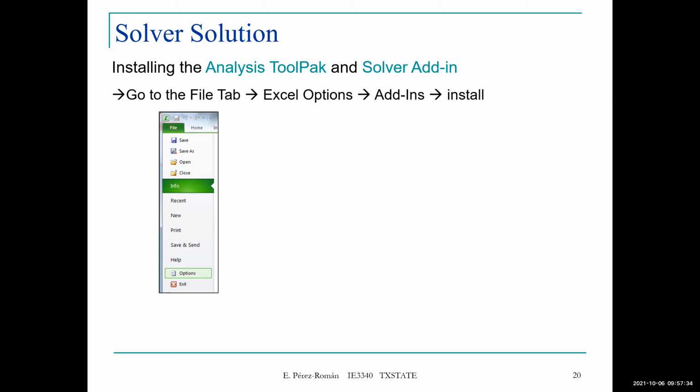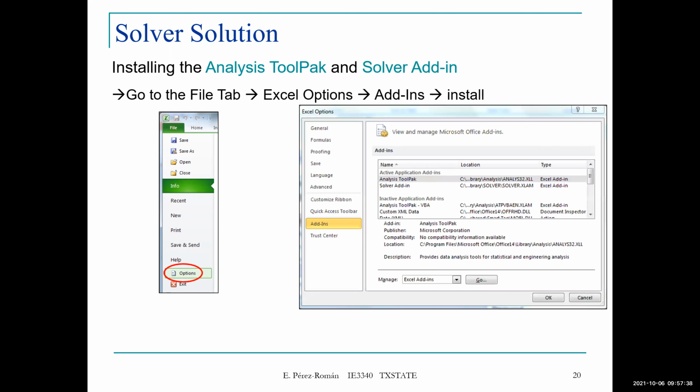towards the bottom, there's Options, and then you have the Add-ins option here. You go to Add-ins in this window, and you will look for the Analysis ToolPak. And then when you get there, you have to hit Go. So that Go is here, Manage Add-ins. You have to hit this Go, and that will pop up another window.